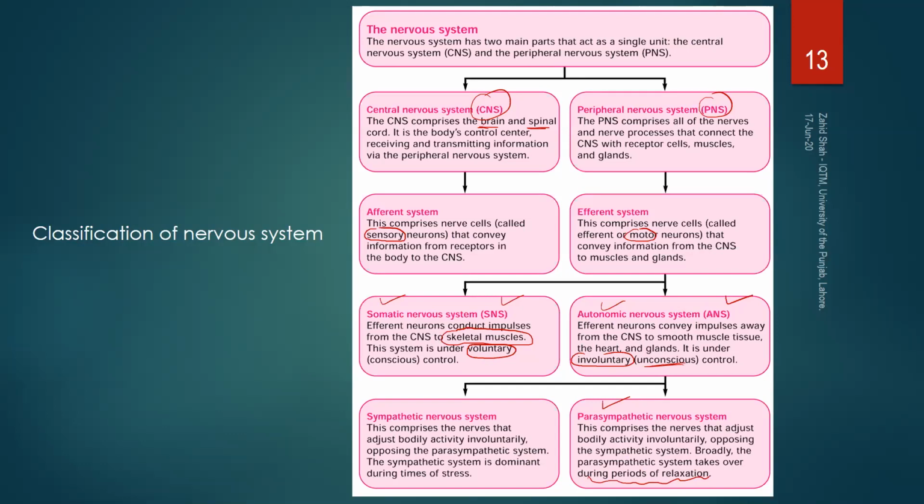The sympathetic nervous system comprises the nerve that adjusts bodily activity involuntarily. This is common with the parasympathetic nervous system because both are part of the autonomic nervous system. And it opposes the parasympathetic system. The sympathetic system is dominant during times of stress. So in order to bring the body to a normal state, it takes on the parasympathetic nervous system, and practically different glands, depending upon the situation, are secreted to release that stress.